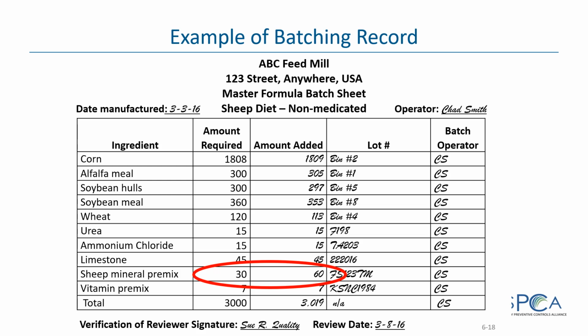Okay, so luckily Chad Smith is creating batch records throughout the day because he's following our SOP, but he didn't follow the complete procedure, which includes weighing out and adding the correct amount of ingredients. So take a look at this. He was supposed to add 30 pounds of sheep mineral premix, and he actually added 60 pounds of sheep mineral premix. Okay, there's a red flag there. Something's going wrong. We know sheep mineral premix has copper in it. So this food is going to be considered adulterated because it has too much copper.